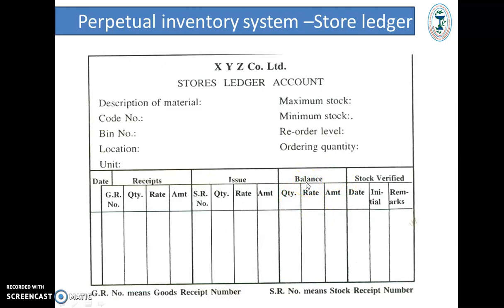As this card is maintained by the cost accounting department, and the accounting department is related to money, these columns are added, that is rate per unit of the material and total amount. And the success of this method depends on physically verifying the stock. So there is one more column, that is stock verified by: the date of stock verification, initials of the person who verified the stock, and a remarks column on whether the actual stock matches with the store ledger or bin card or not.